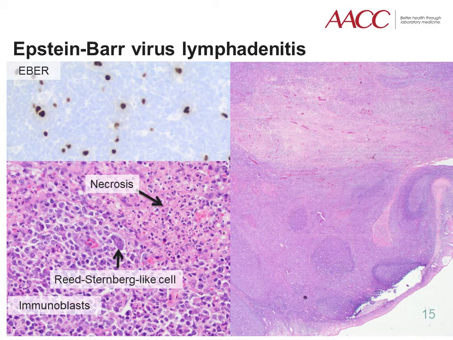The presence of architectural distortion and necrosis in EBV lymphadenitis may raise concern for a malignant process. Sheets of immunoblasts may suggest a large cell lymphoma, or Reed-Sternberg-like cells may raise concern for classical Hodgkin lymphoma or a T-cell lymphoproliferative disorder. Like Reed-Sternberg cells, immunoblasts are positive for CD30. However, immunoblasts are negative for CD15, positive for CD45, and predominantly positive for CD20. Recognition of at least partial architectural preservation and correlation with clinical and serologic data can help prevent a misdiagnosis of lymphoma.